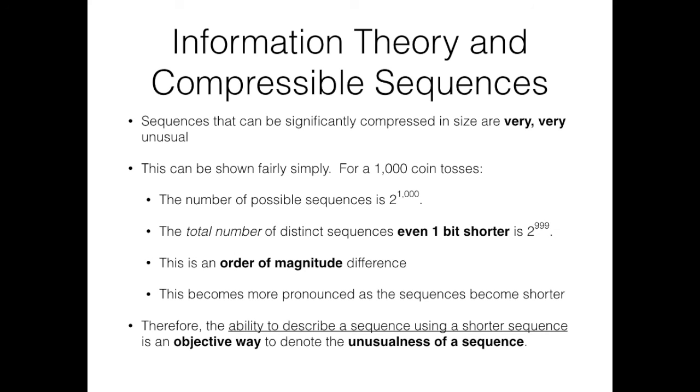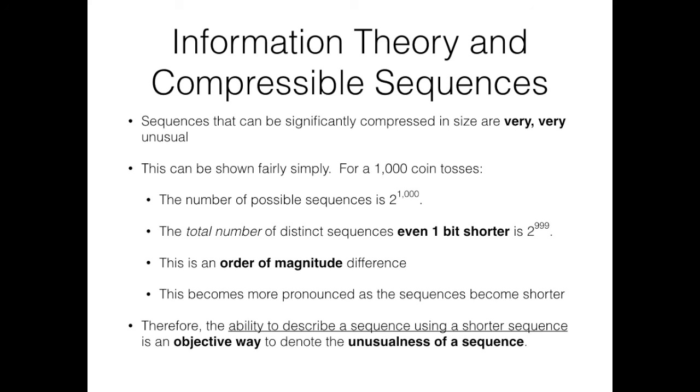One of the things about information theory is that it tells us that sequences that can be significantly compressed are very, very unusual. So if I can describe a sequence with a shorter sequence, that's a very unusual property. And the way to think about this is fairly simple. If I have a sequence that's 1,000 bits long, I can describe it in 1,000 bits. The total number of possible sequences is 2 to the 1,000 because we can interconvert between bits, and if you raise 2 to the number of bits, that's how many sequences you can describe.